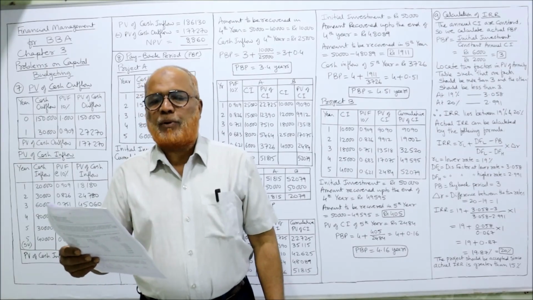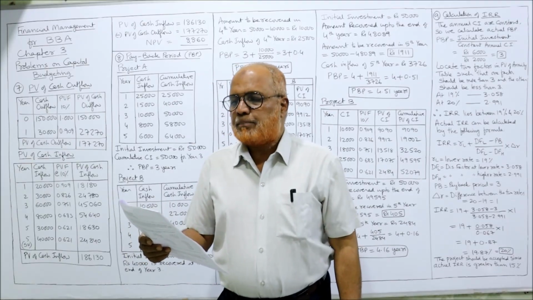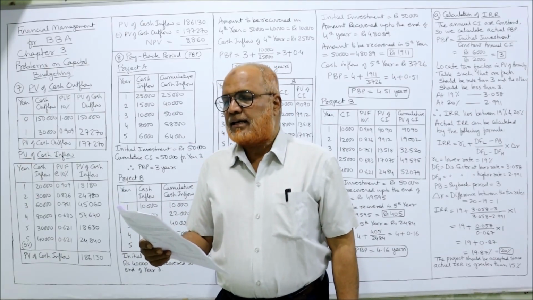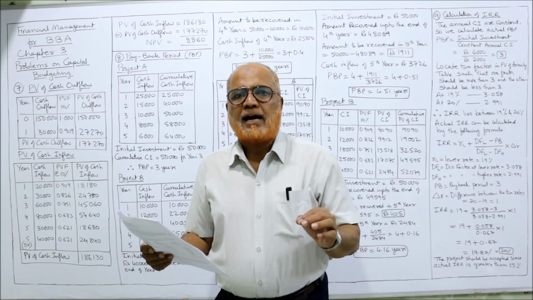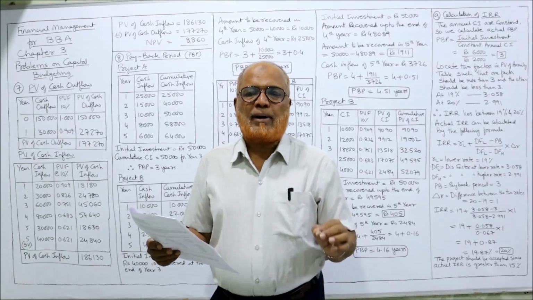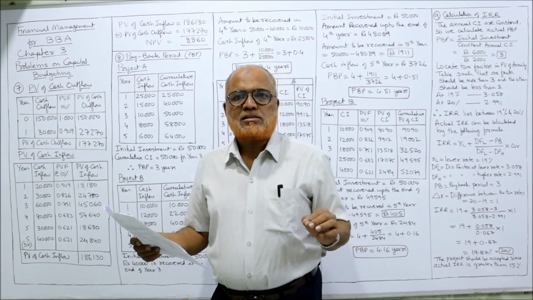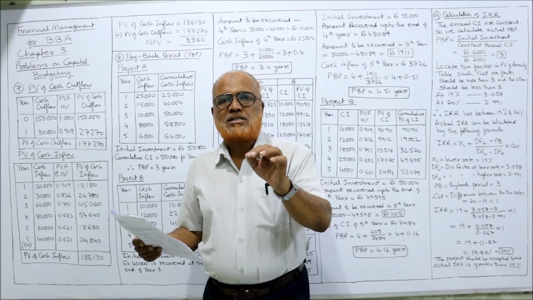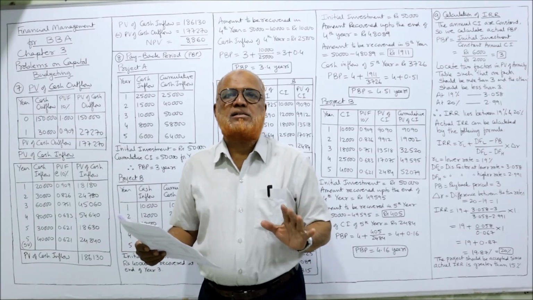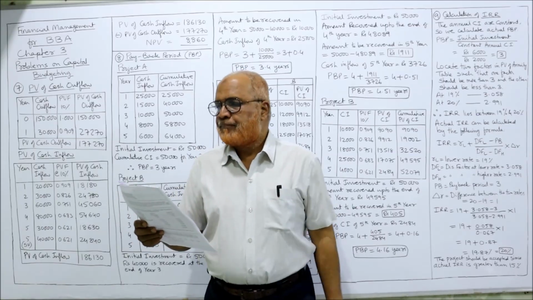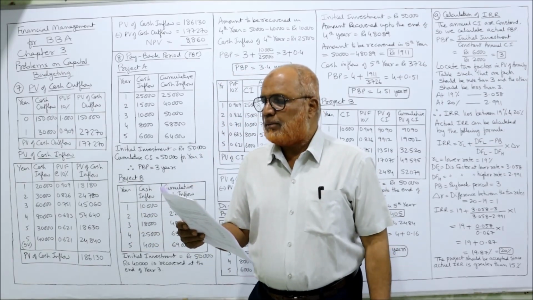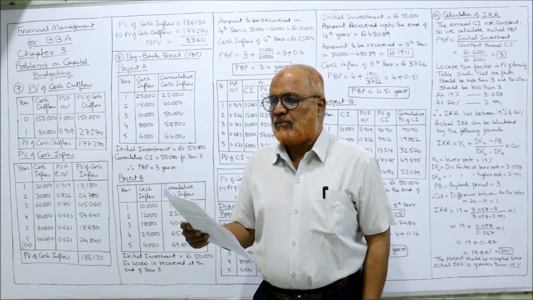Come on, see the 7th problem. No project is acceptable unless the yield is 10%. This is a standard rate of return given by the management. So management says any project whose return is more than 10%, only then is it acceptable, otherwise it will be rejected. Cash inflows for a certain project along with the cash outflows are given below.